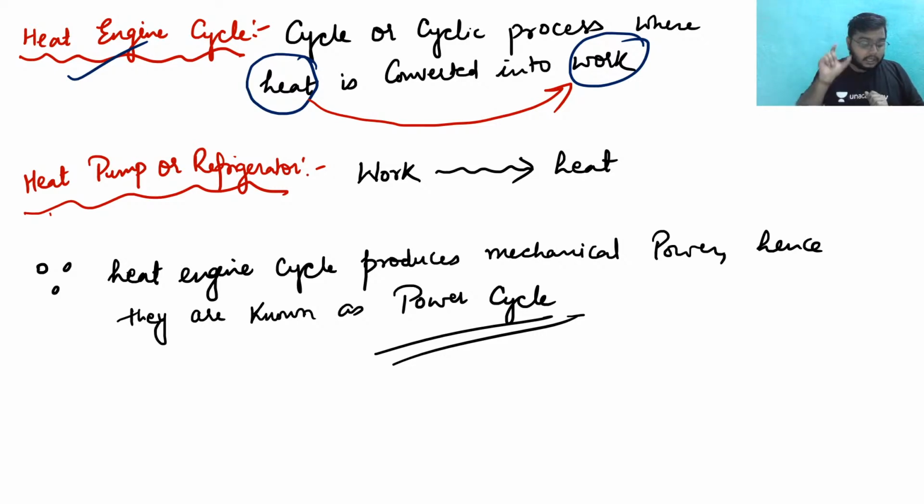Now see, the heat engine cycle is producing work. Work means there is mechanical power. The heat engine cycle produces mechanical power, hence they are known as power cycles.